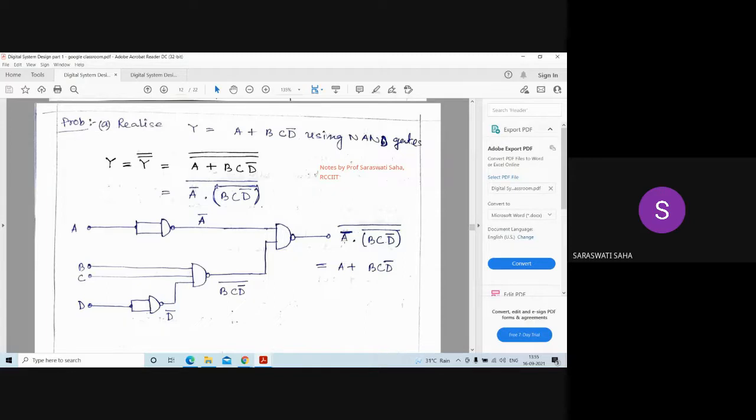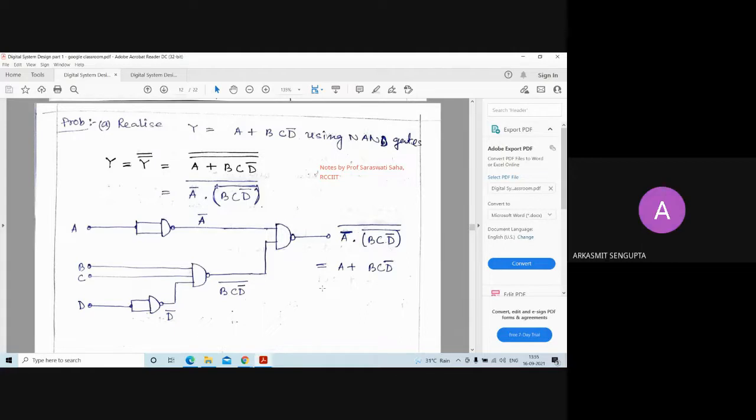So A double bar will be here, and here it will be B, C, D bar, this part, with a double bar. A double bar means A, and if you take the double complement, then you will get B, C, D bar. In this way, we can implement any kind of output expression with the help of NAND gate. Is it clear?